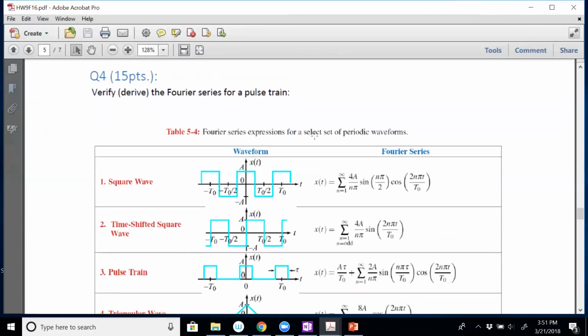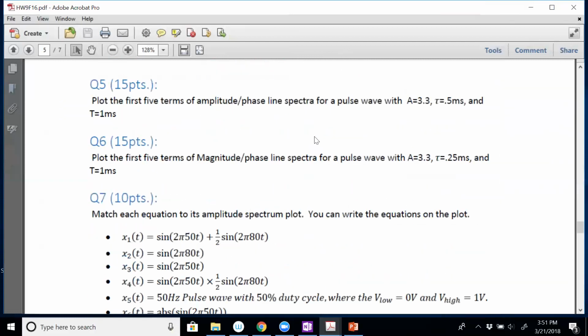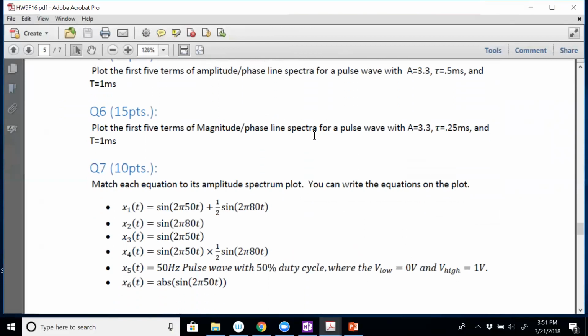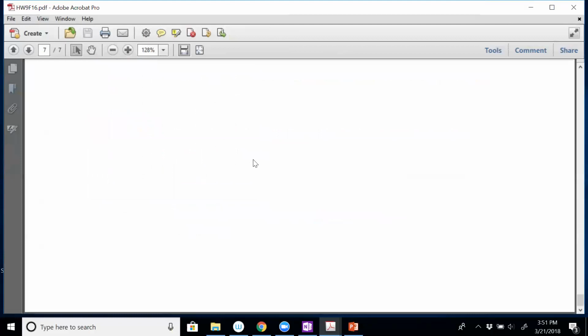And then, here's one where you have the answer, and you need to go and find it. Then you need to plot out a few, right? But then the question, like I said, what would be exam questions? Here's 6 waveforms, right? Sine 2 pi 50, half sine 2 pi 80. All right, so we have a sine wave at 50 hertz and a sine wave at 80 hertz, but its amplitude is a half.